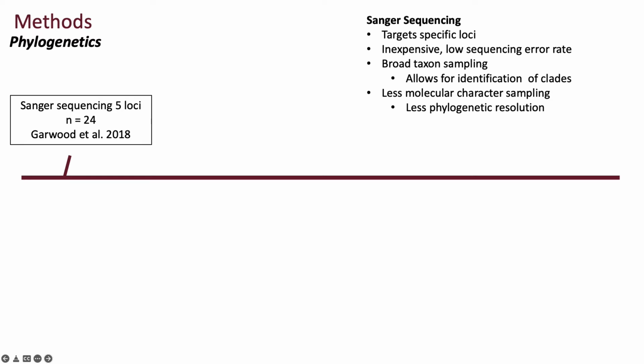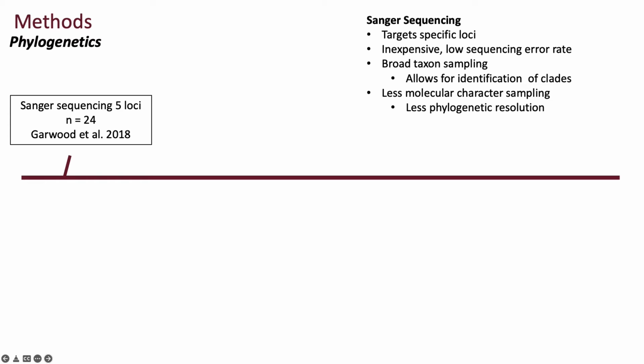So before I started this project, the sample size for the Neotropical Trema group was about 24 specimens, and that was published by Garwood et al. in 2018. And again, Sanger sequencing is nice because it targets specific loci, and it's relatively inexpensive and only takes maybe a couple weeks to extract the DNA and send off your data and then sequence and analyze that data. And this allows us to have a broader taxon sampling.